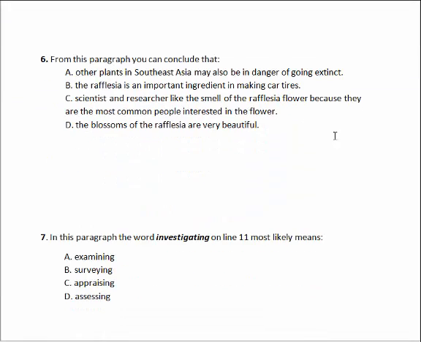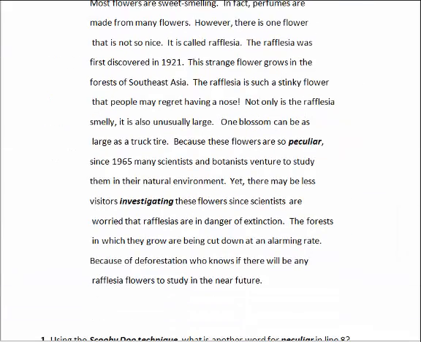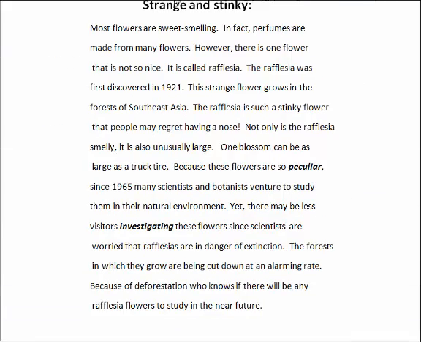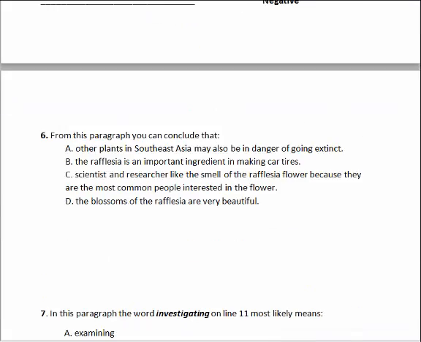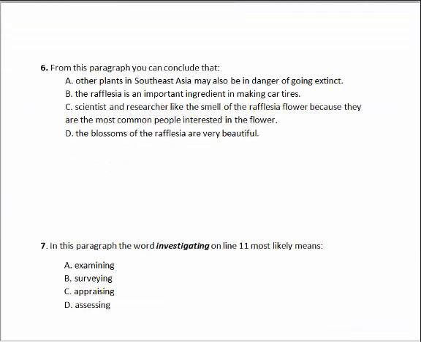6. From this paragraph, you can conclude that. Let's go ahead and do a quick review of this passage. We talked about in the paragraph topic sentence, flowers are sweet smelling. Then we move on and we talk about one flower. This is a weird flower that stinks and it's got large petals. But it's kind of cool because it's unusual. There's tons of scientists, many, going to look at it, but we're worried about extinction because of deforestation. That's the overview of the passage. See how quick I did that? We're going to try and conclude off of that.